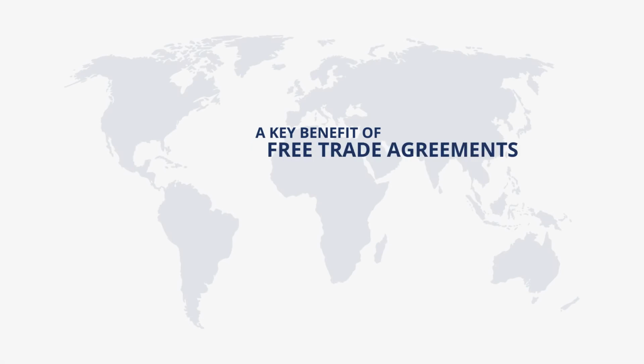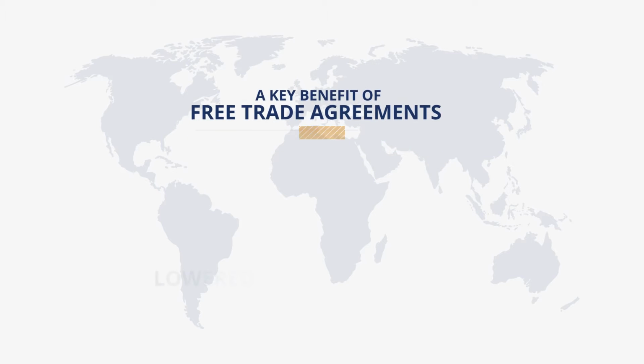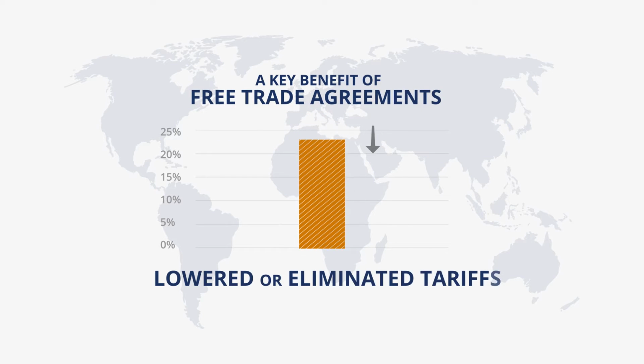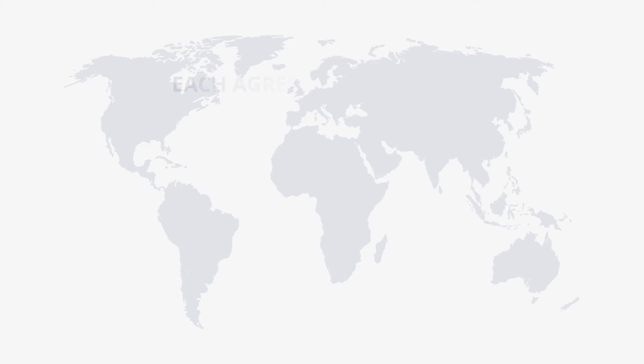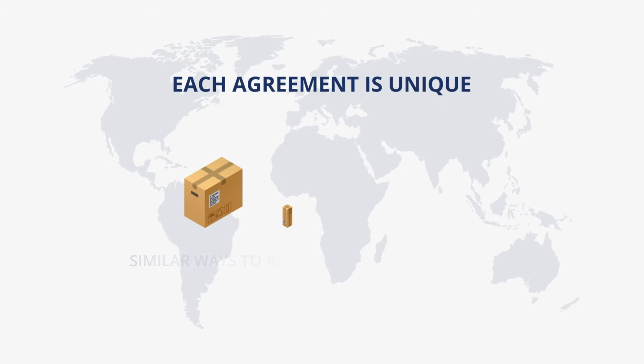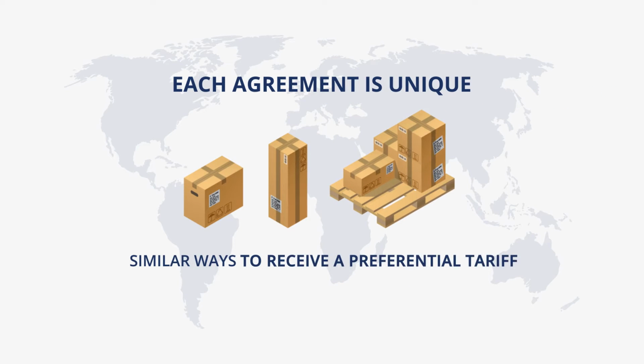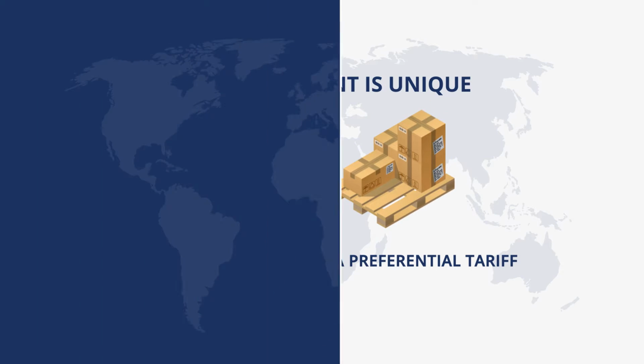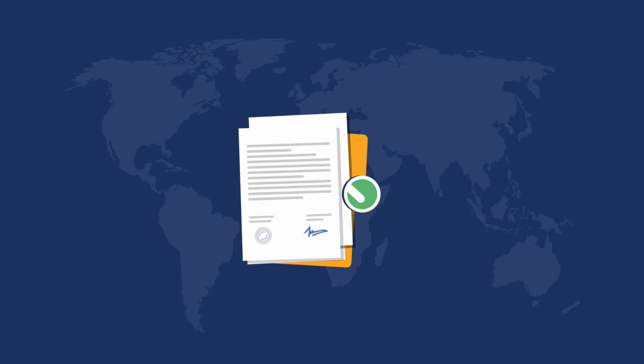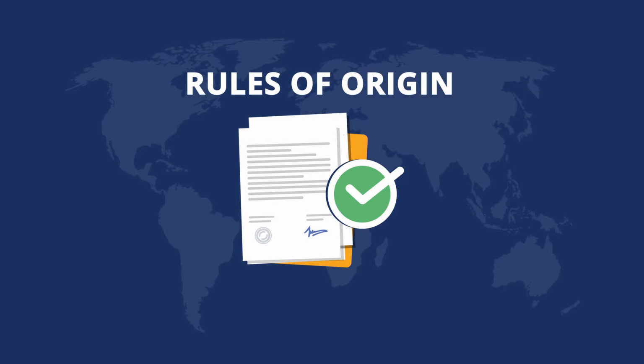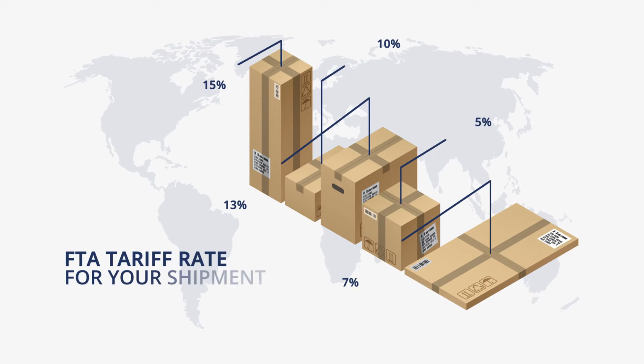A key benefit of free trade agreements, or FTAs, is lowered or eliminated tariffs on qualifying goods sold in a foreign market. Each agreement is unique, but there are similar ways of determining if a good qualifies to receive a preferential tariff. To qualify, your good must meet certain trade agreement requirements known as rules of origin. Then you can legally use the FTA tariff rate for your shipment.